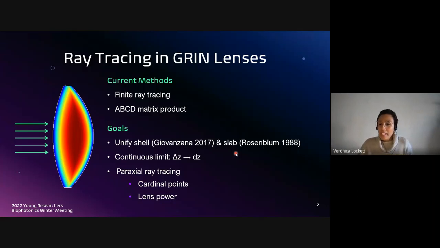Okay, I'll just continue. So we unify both in the continuous limit, where the shell is very, very tiny, then we can make a differential. And then we will do paraxial retracing with the matrix to find the cardinal points and also the lens power.